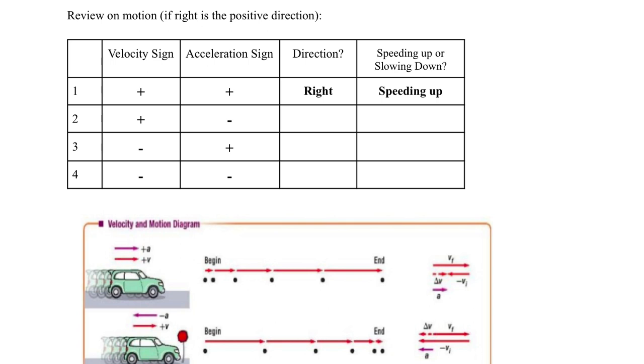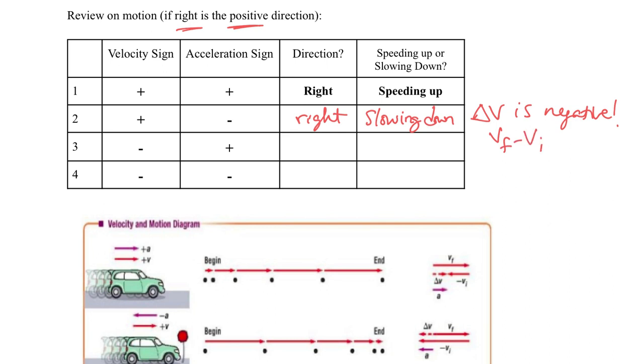What do you think about number 2? Which way is it actually moving? Positive, okay? And we say that right is positive. And so if the acceleration is negative, what does that mean? It means it's slowing down because delta V is negative. Does that make sense? Delta V is V final minus V initial. You've done some problems like this, where we talked about that.